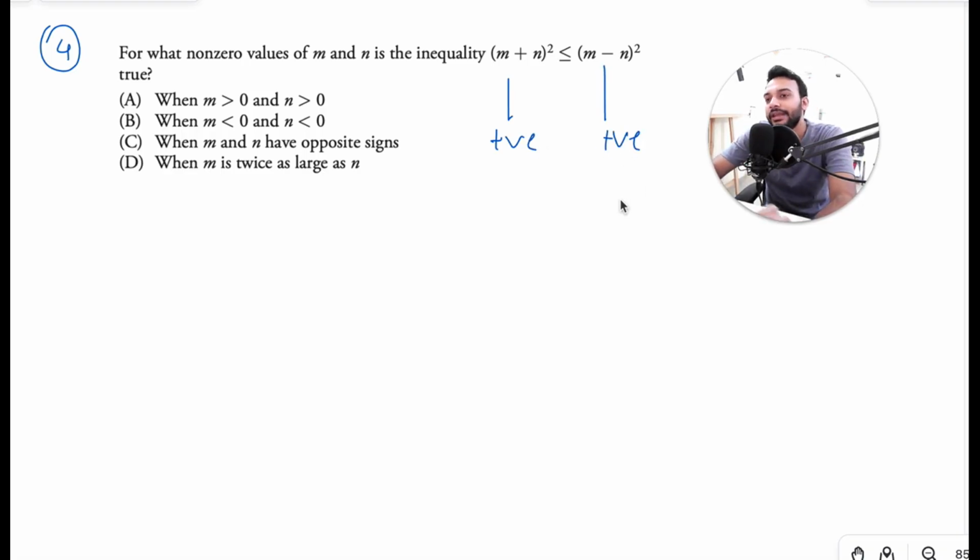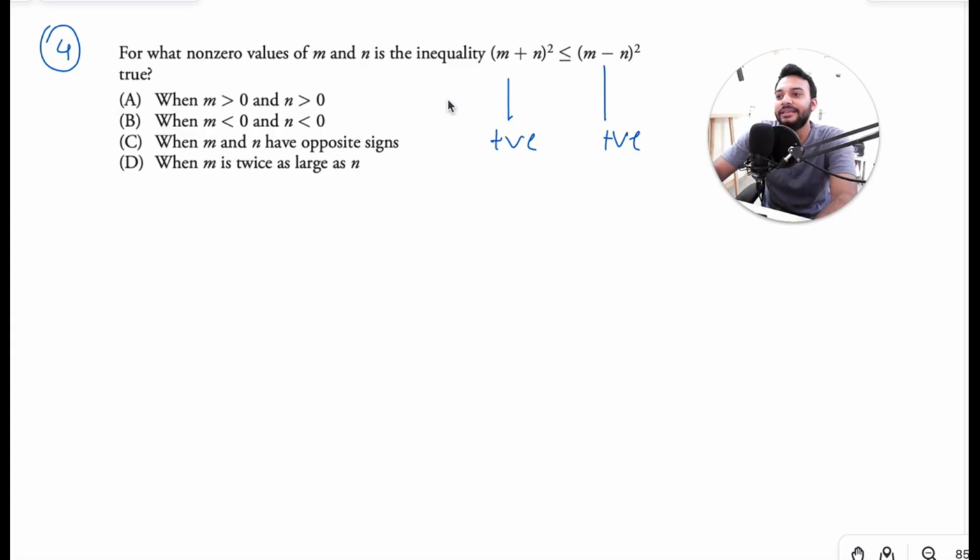Now, when is the sum squared less than or equal to the difference squared? When is that possible? It's only possible when we have at least one negative integer. So if m is greater than 0 and n is greater than 0, m plus n would always be greater than m minus n. Okay.